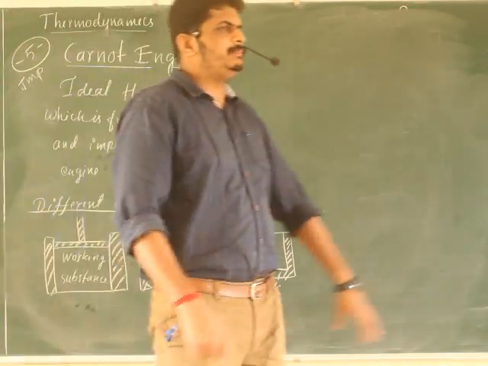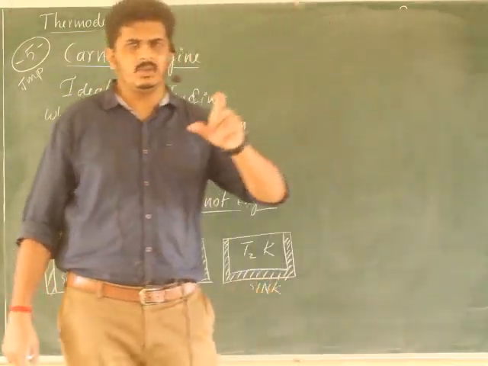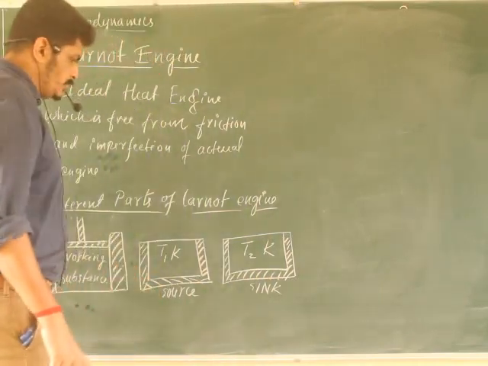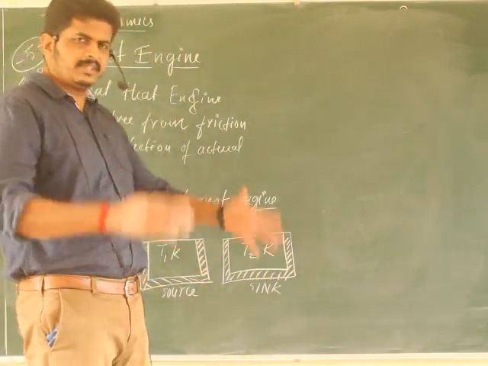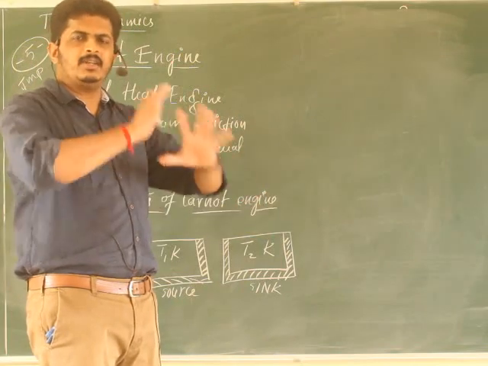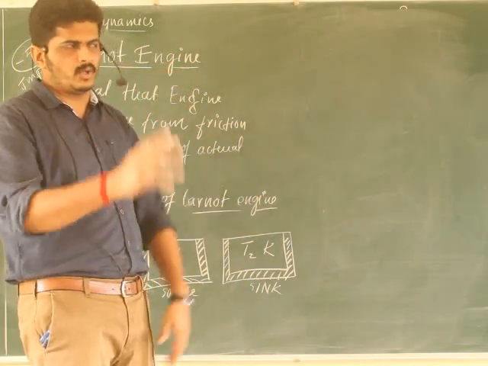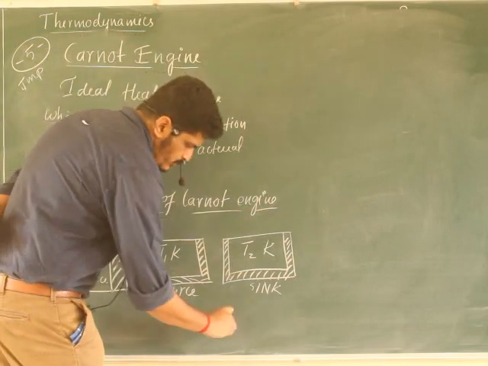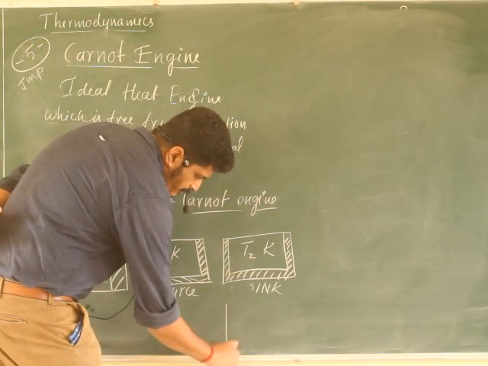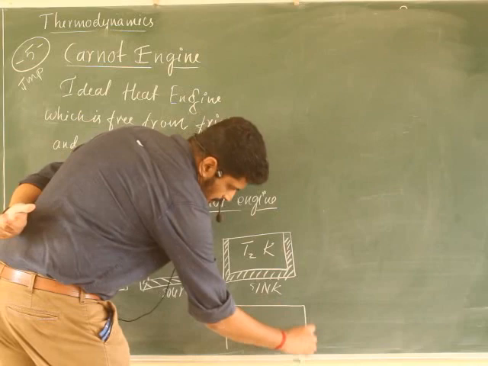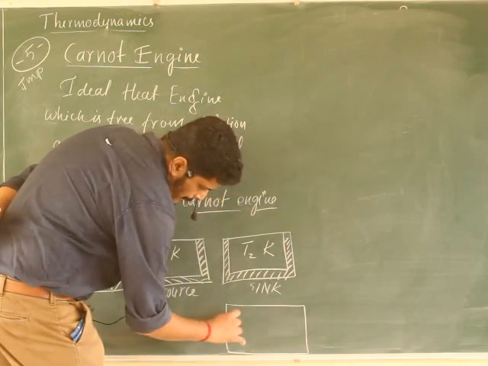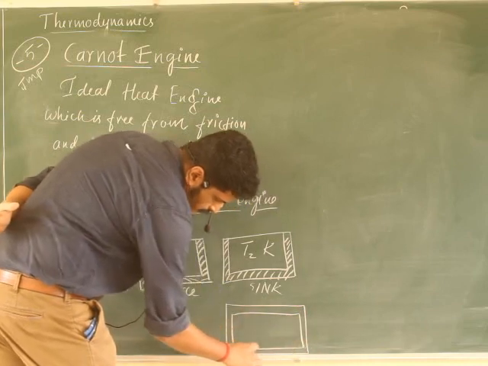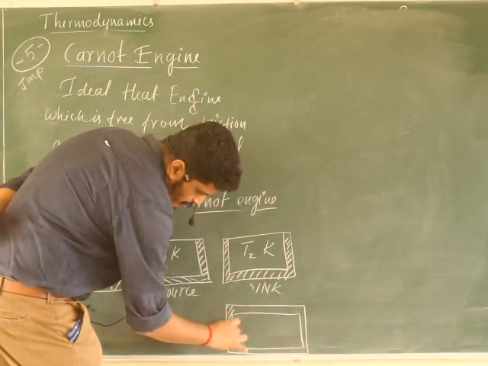So only 3 parts in the Carnot engine? No, one more part is there. To keep the working substance so that there is no thermal or heat exchange, some isolated system is required. That is why a non-conducting stand, the last one. In the diagram we show it like this.